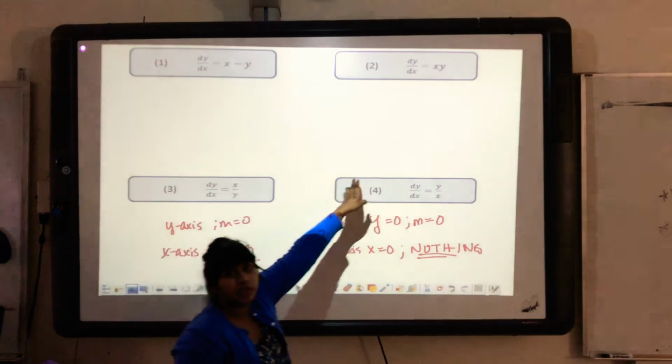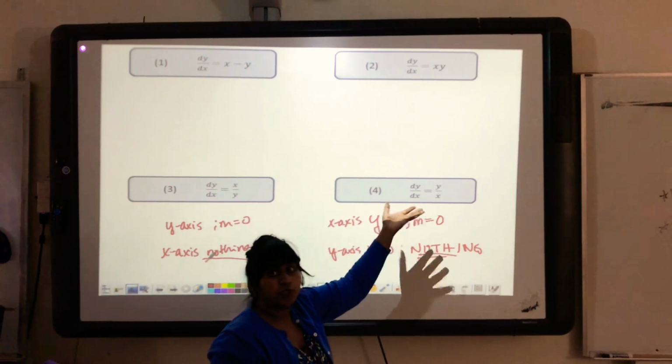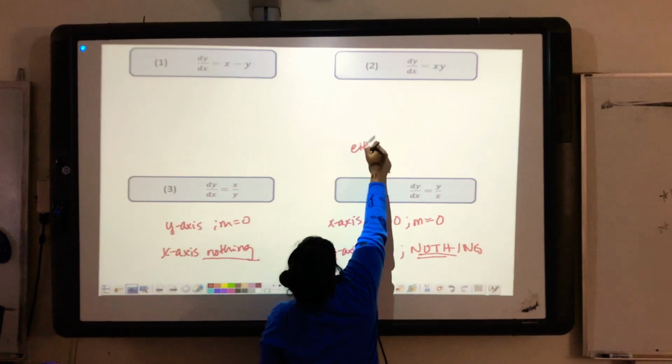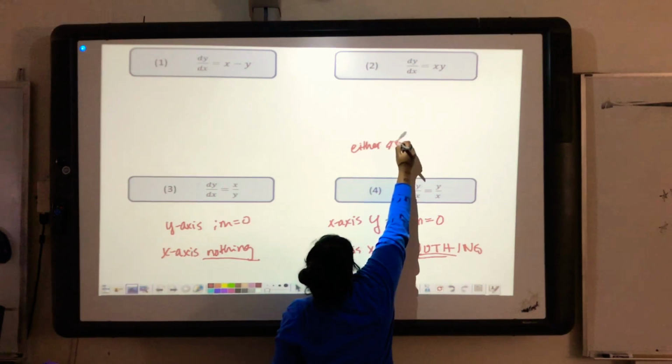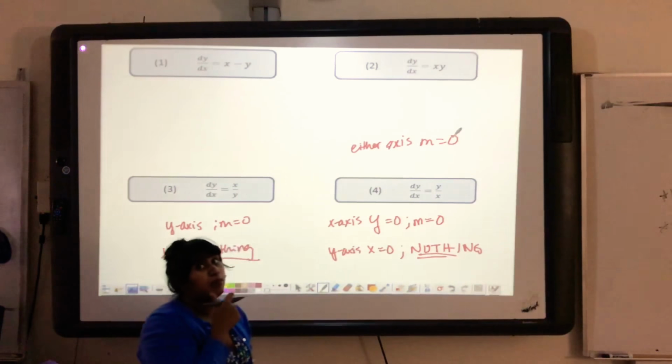Okay, what about up here? Well, now they're multiplied to each other, so that's pretty easy, right? When x is 0, slope has to be 0. When y is 0, slope has to be 0. So either axes should have my slope equaling 0. So we should have the horizontal lines on both axes.